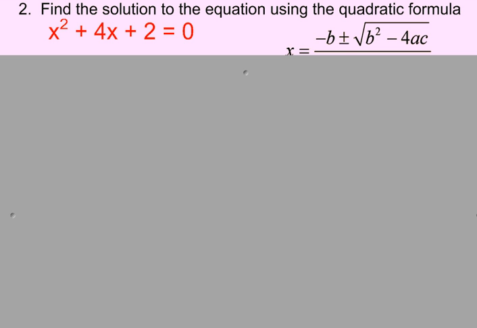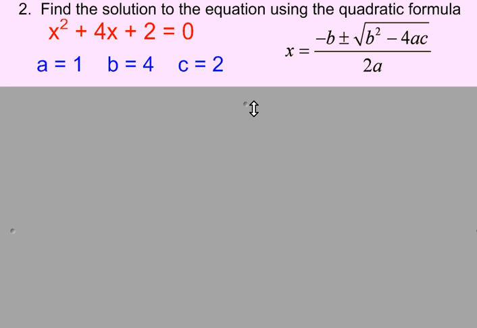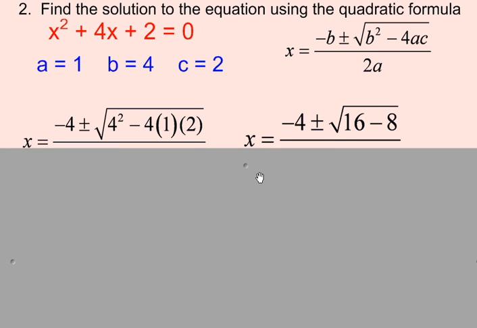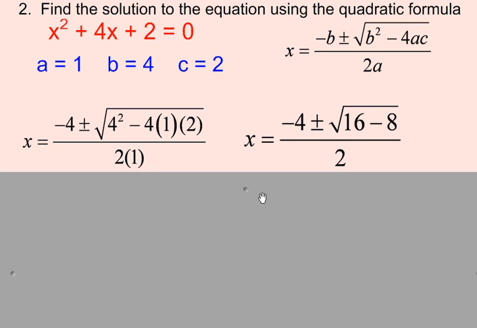Here's example 2. And in example 2, instead of our solutions being rational, our solutions in this case will be irrational. Again, we first have to find our values of a, b, and c. And in this problem, a is 1, b is 4, and c is 2. Again, listed off to the right is our formula we're using. And so we get x equals the opposite of 4 plus or minus the square root of 4 squared minus 4 times 1 times 2, over 2.